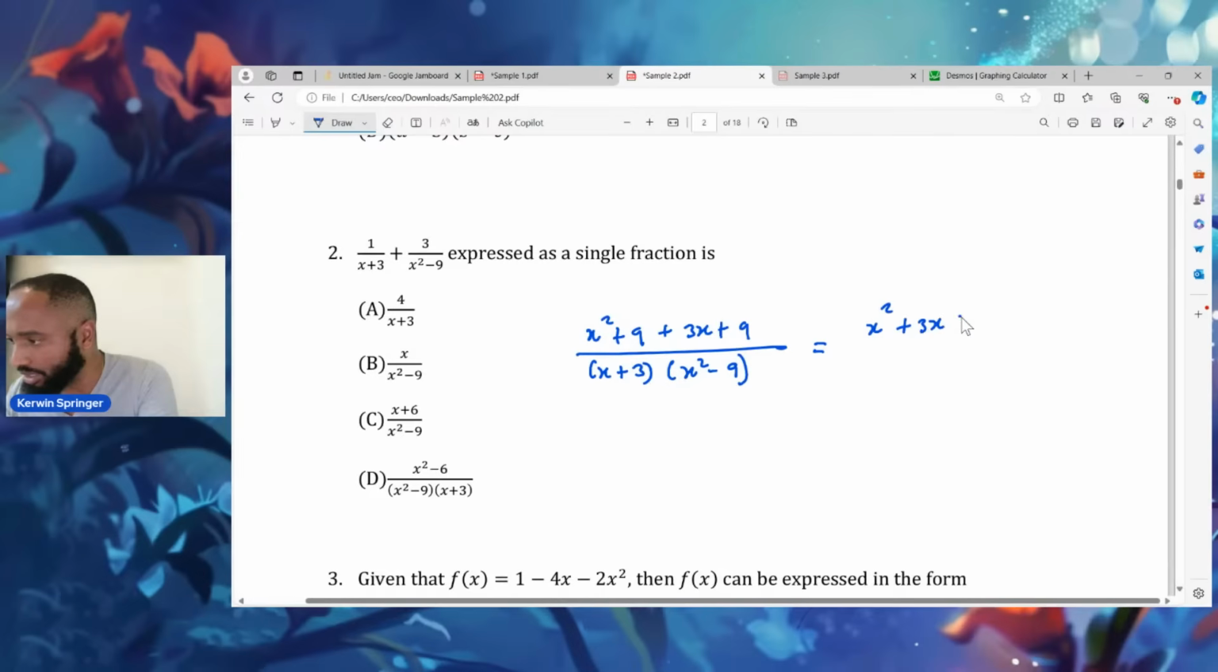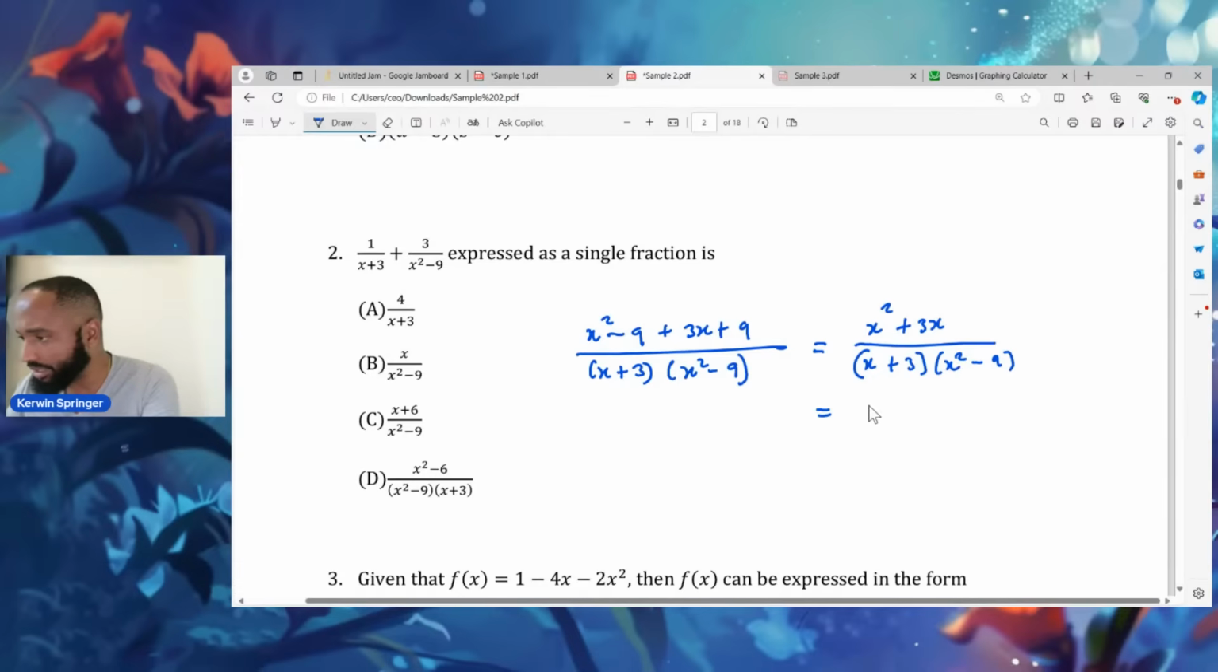x squared plus 3x plus... Hold on, let me make sure I'm doing the right thing here. x squared minus 9. Oh, it was getting a little scary. So, right. And then this is, so I see a little future here.